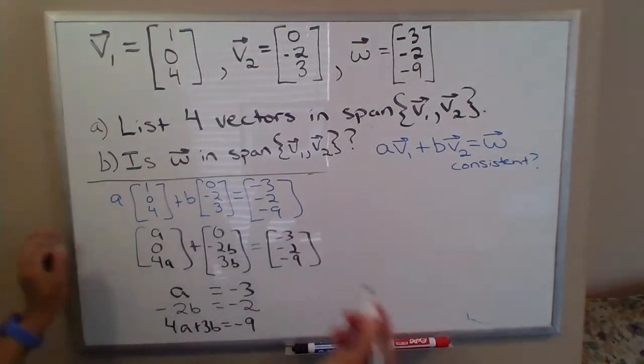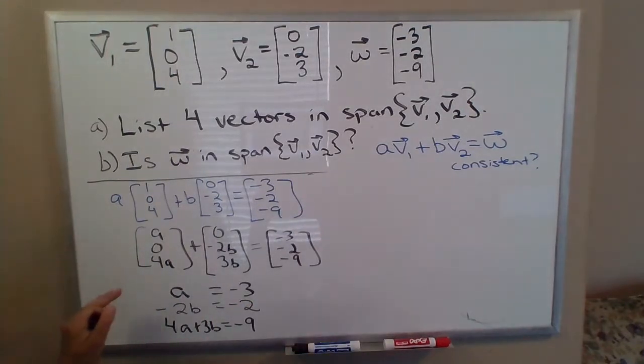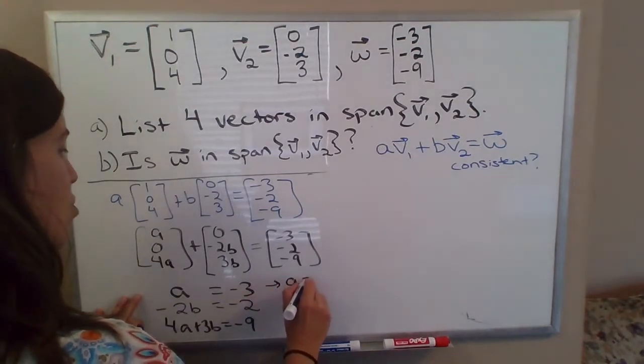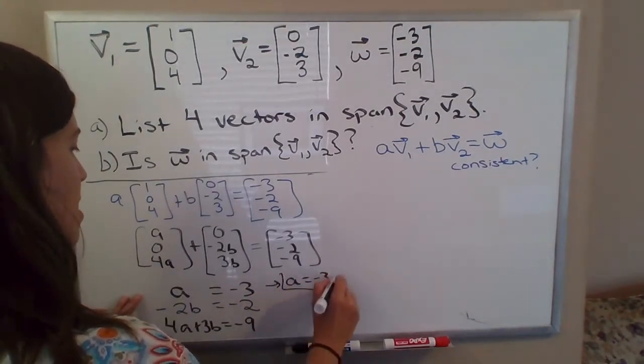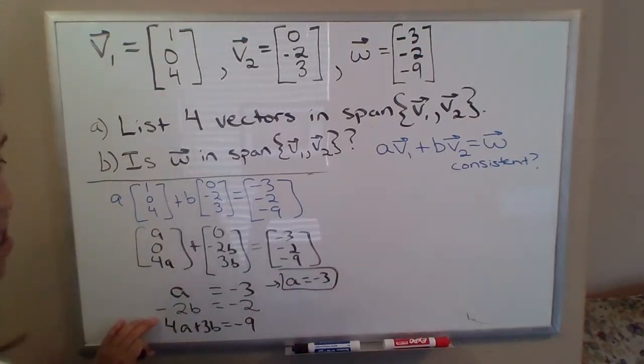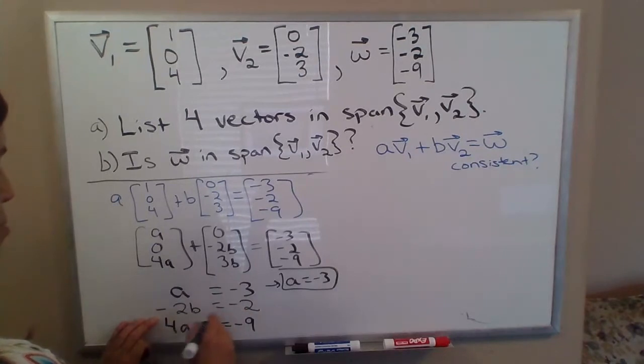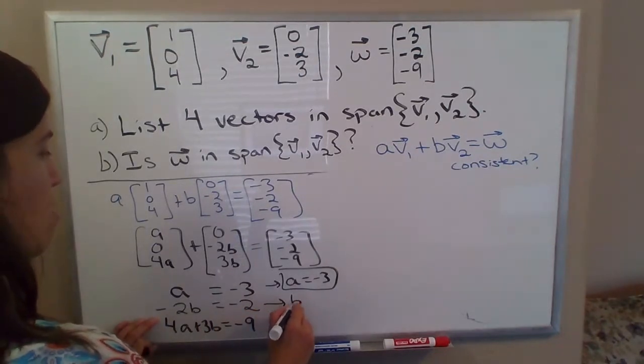I was about to write an augmented matrix, but now I'm looking at the equations, I don't really need to. We already have a solution here. a equals negative 3. We have a value of a. If I solve this for b right here, take this equation, divide both sides by negative 2, we have b equals 1.